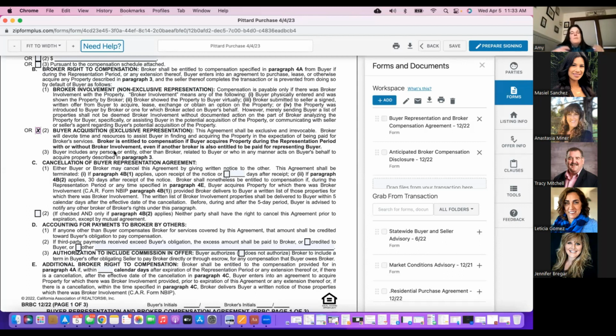Okay. Now, whether you decide to do business that way is totally up to you. It depends on the buyer. It depends on the situation, but it does allow you the ability to do that. Section C is cancellation of representation agreement.